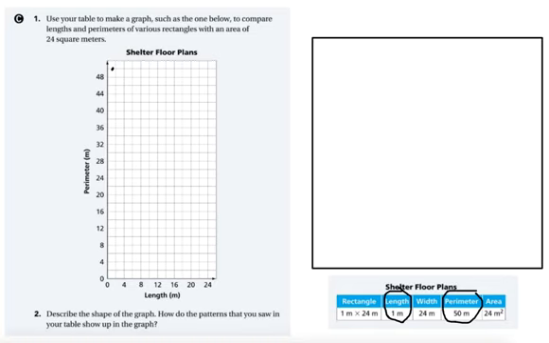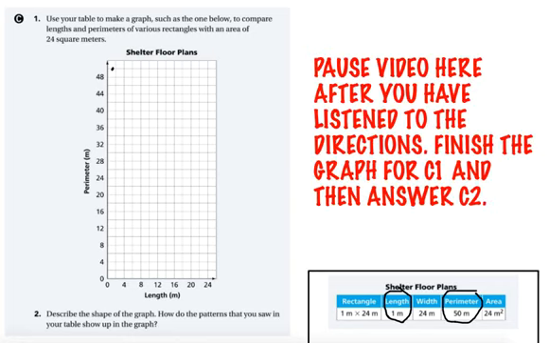Then you are going to move on here to C2. We're going to describe the shape of the graph. How do the patterns that you saw in the table show up in the graph? So you can go ahead here and pause the video after you listen to all the directions, finish the graph for C1, and then answer C2.